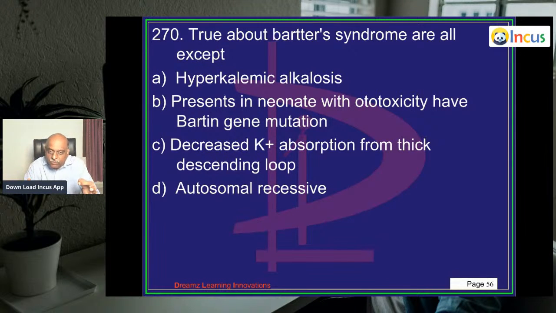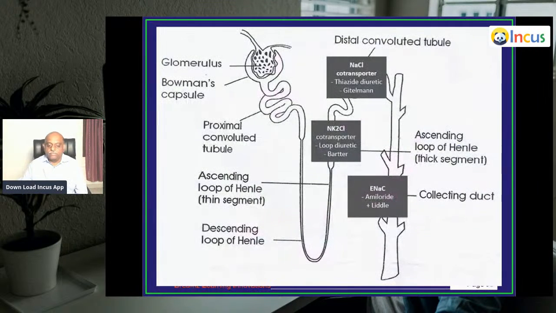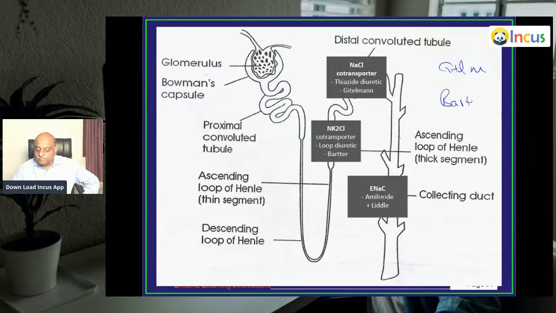Bartter syndrome. What do you see? First of all, there are 3 syndromes you have to be 100% sure of, doctor, when you are going for the NEET PG exam. Definitely they will ask. Gitelman, Bartter, Liddle.